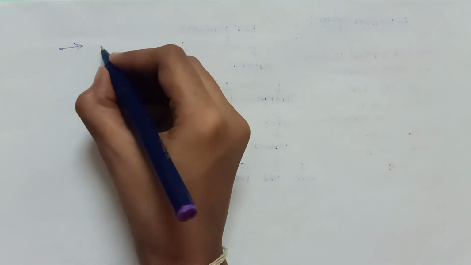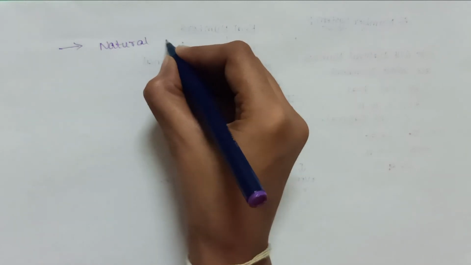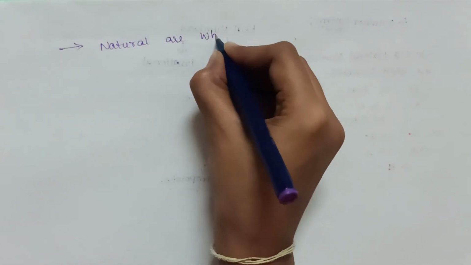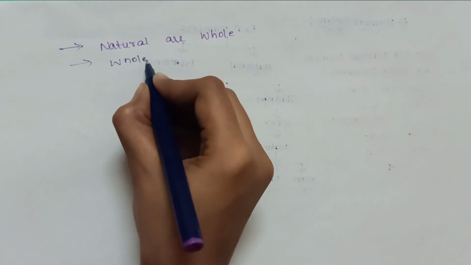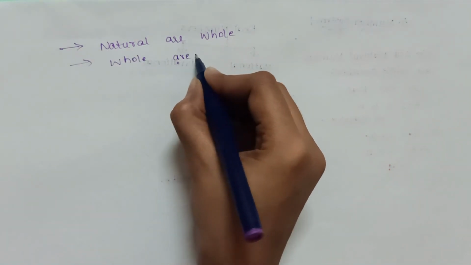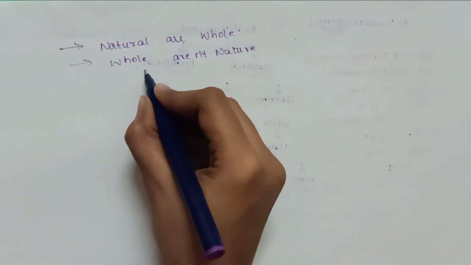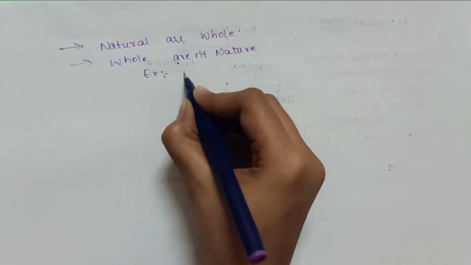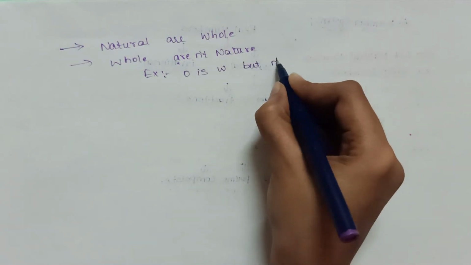Important points: all natural numbers are whole numbers, but all whole numbers are not natural numbers. For example, 0 is a whole number but it is not a natural number.